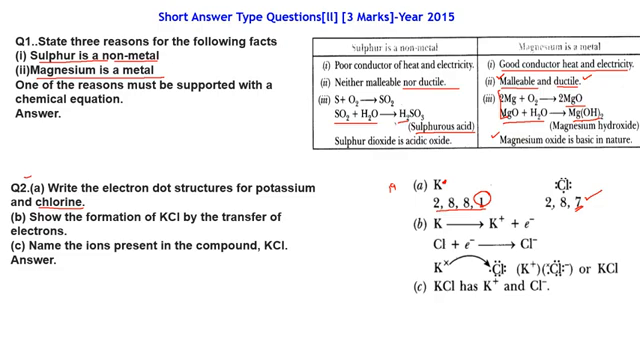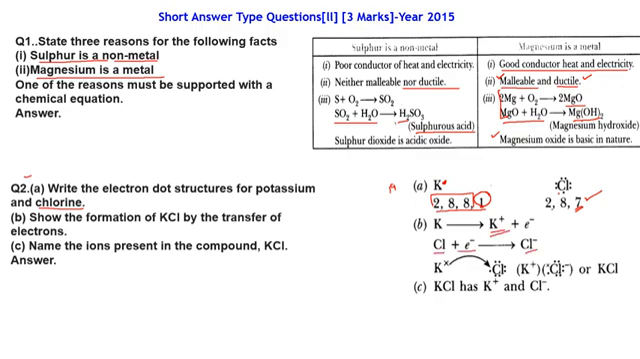So potassium and chlorine: potassium will give away 1 electron so that it will attain a stable state, to attain the octet state. Chlorine will readily accept the electron, so by accepting it, chlorine will also attain a stable state. Clear? So potassium, when it loses an electron, will become a cation. Chlorine accepts an electron and will become an anion.